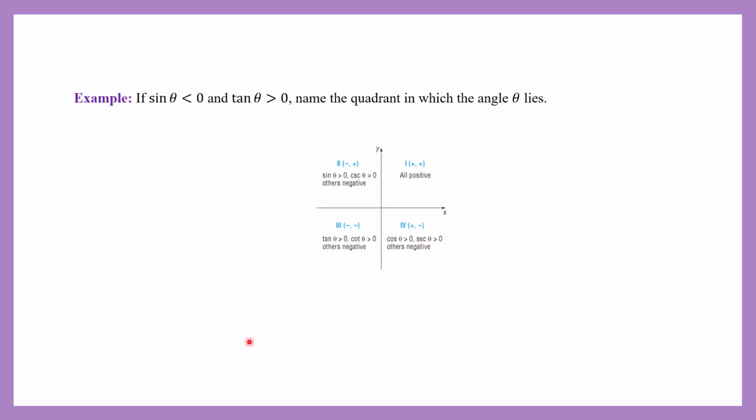Let's have an example. If sine of theta is negative, or less than 0, and tangent of theta is greater than 0, name the quadrant in which the angle theta lies. We know that sine of theta is negative in the third and fourth quadrants. And also tangent of theta is positive in the first quadrant and third quadrant. So theta lies in the third quadrant.